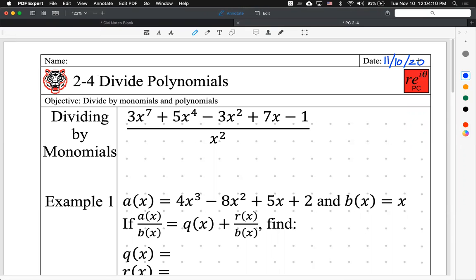Who wants to read? Go for it, Chewy. Divide by monomials and polynomials. Yeah, monomials and polynomials, yeah. I don't know why I said it all weird.